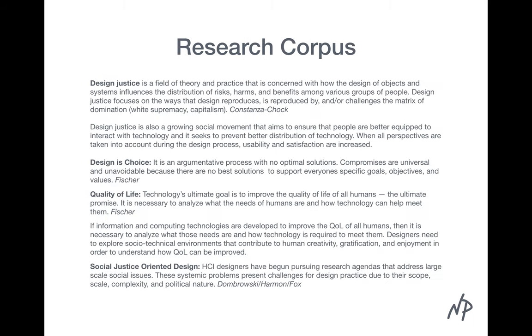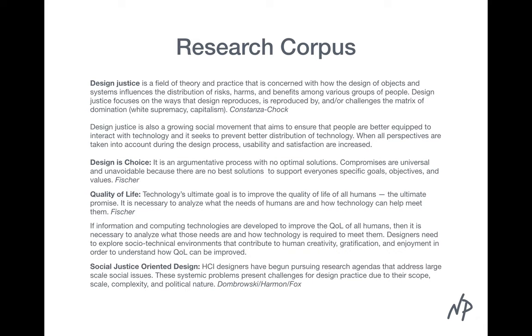So for the research corpus, design justice is a field of theory and practice that is concerned with how the design of objects and systems influences the distribution of risks, harms, and benefits among various groups of people. Design justice focuses on the way that design produces, is reproduced by, and/or challenges the matrix of domination, like white supremacy and capitalism. This comes from the Costanza-Chock article, so we should be a little bit familiar with that because we read it back in week five. It's also a growing social movement that aims to ensure that people are better equipped to interact with technology, and it seeks to promote better distribution of technology. Ultimately, when all perspectives are taken into account during the design process, usability and satisfaction are increased.